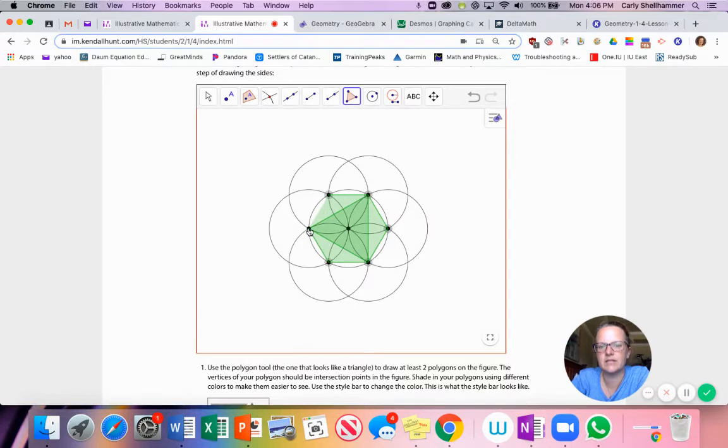We connect the center of each circle. And because I'm connecting the center of each circle and the circles are all the same measurement, then I know that it's a regular hexagon, that all of those sides are the same measurement.